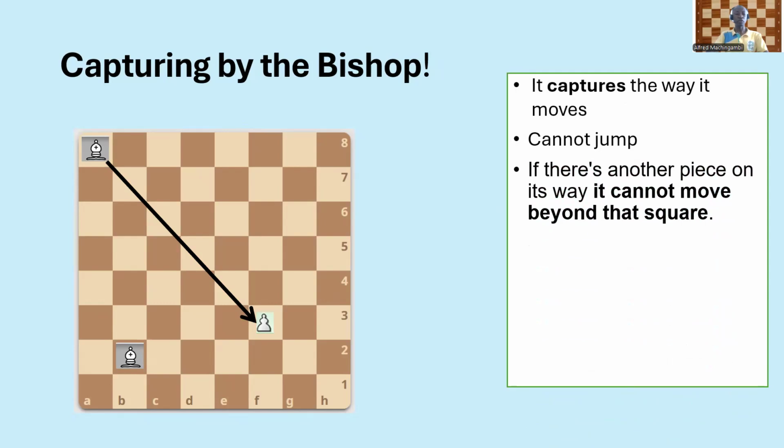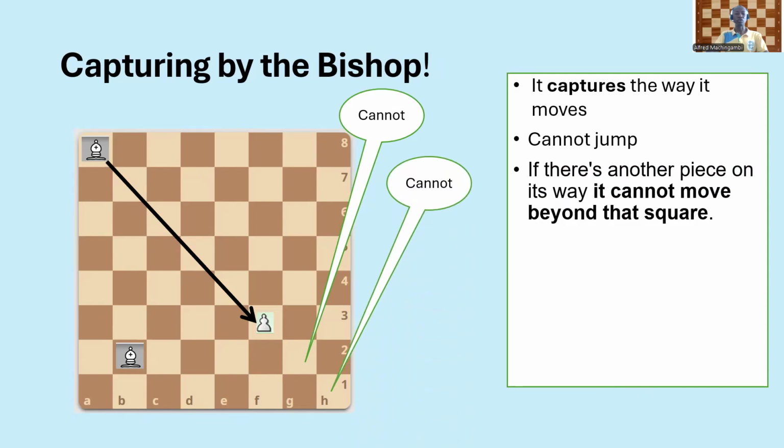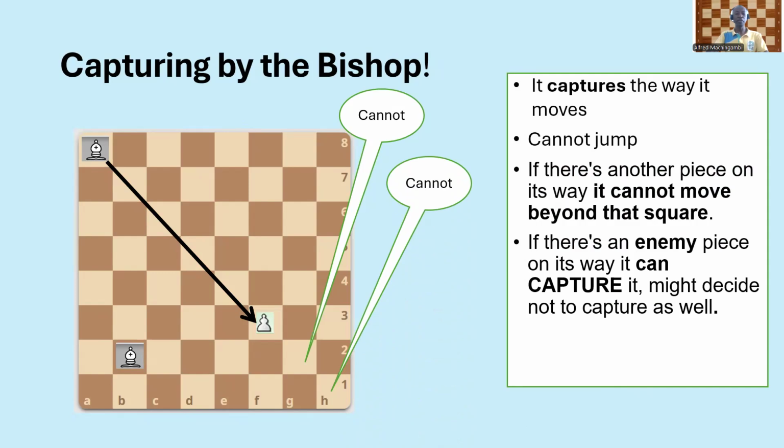Right, so let's move on. Where I have drawn a line, in this case G2, it cannot move to G2. It can also not move to H1, simply because there's an obstruction by its own piece, by its own pawn, in other words. If there's an enemy piece on its way, that's when it can capture. I'm going to show you in the next illustration.